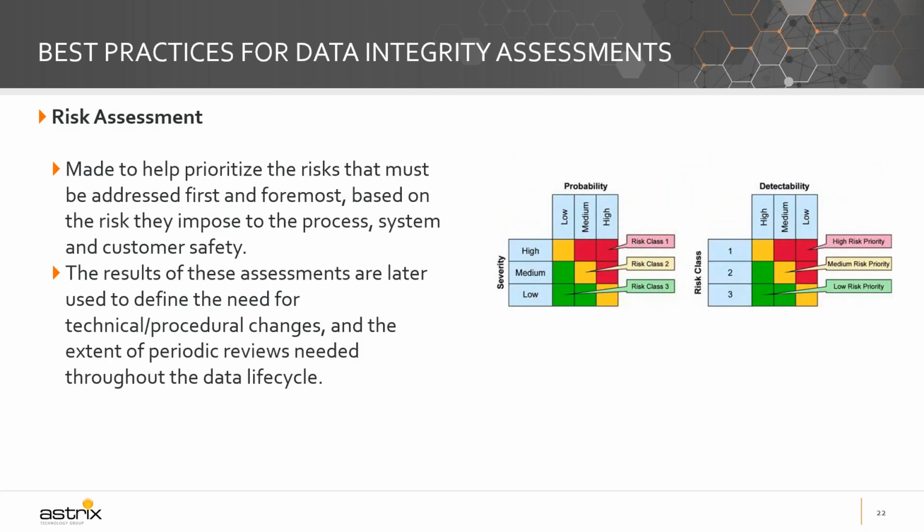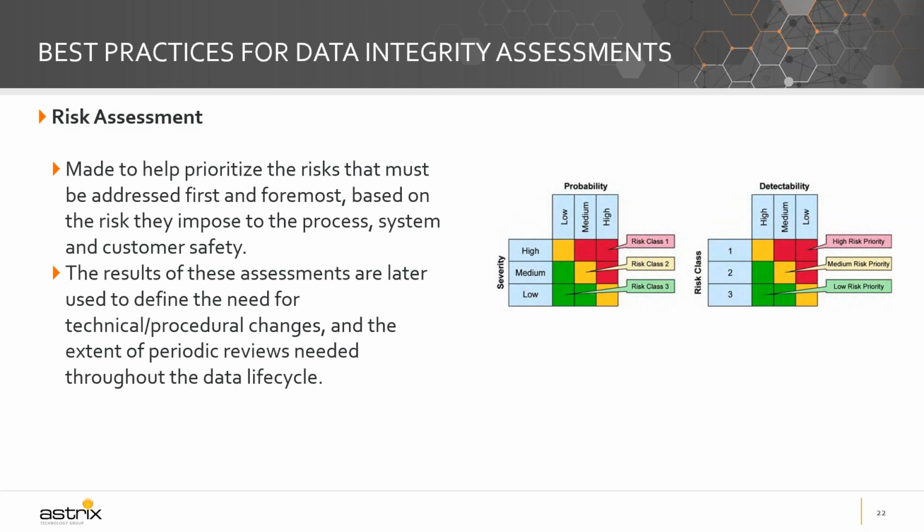Another part of the best practices of a data integrity assessment is the risk assessment. The risk assessment is made to prioritize what needs to come first and foremost based on the risk they impose for process, system, and customer safety. You need to prioritize between all the issues you found in terms of data integrity, any lack of data integrity, and put the most relevant ones first. The result of this is not only to determine what is more important, but also to determine how bad things are in this process.